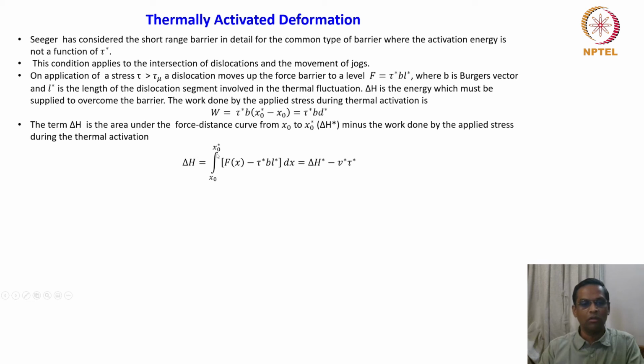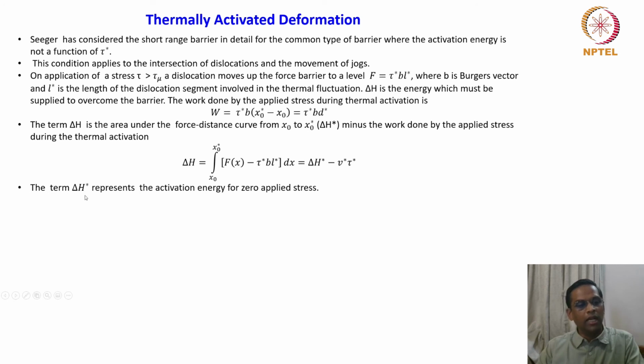So delta H is equal to the integral from x naught to x naught star of F(x) minus tau star b l star dx, which is equal to delta H star minus V star tau star. Okay, so this is a very simple expression to visualize the thermal activation energy, right?